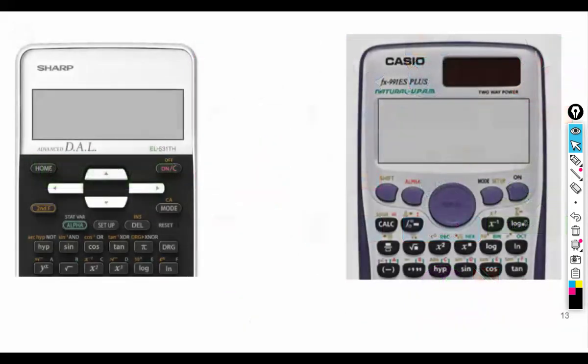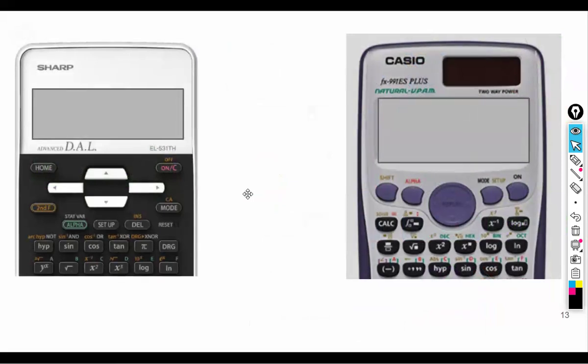So these here are the most popular calculators. It's most likely you're going to have a Sharp or a Casio. Even if you have a slightly different calculator, you might have similar buttons on it. The first thing you have to do is make sure at the top of your calculator, whether it's a Sharp or a Casio, it doesn't really matter.